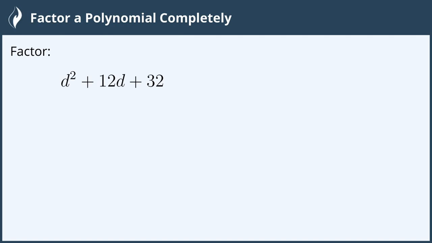Hi everyone! In this video, we will factor a polynomial completely. Factor d squared plus 12d plus 32. The very first thing we always look for is a greatest common factor.